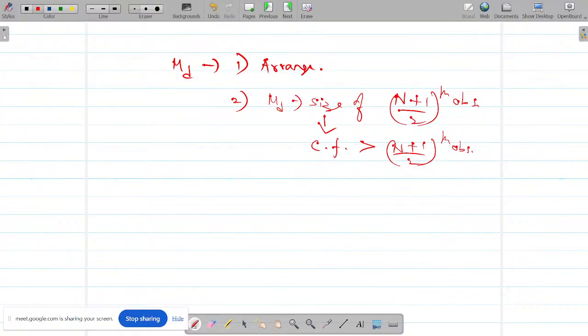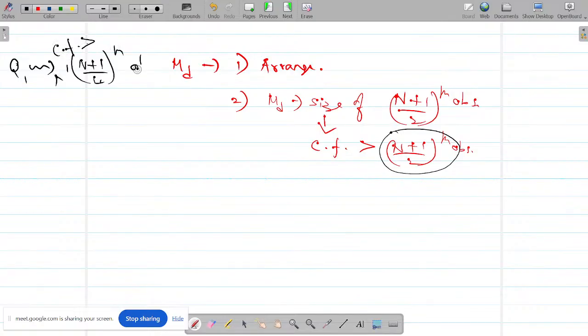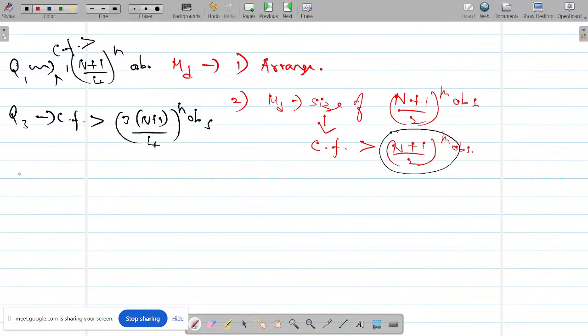That's it. Can you guess for cumulative Q1? What will happen? Size of this one alone will be changing. Size of (N plus 1) by 4 into 1th observation, which means cumulative frequency greater than this observation. Q3, CF greater than 3 into (N plus 1) by 4th observation. Right? What else? Q6, you can guess. D7, you can guess. And P75, you can guess. Will you make it?